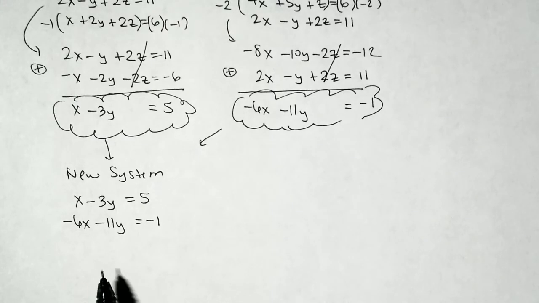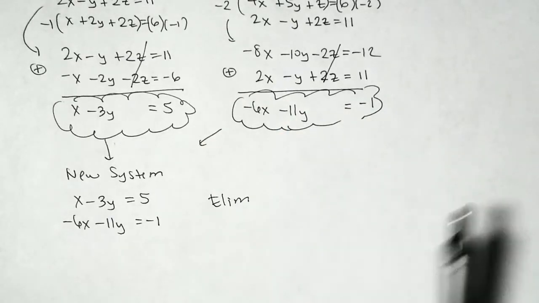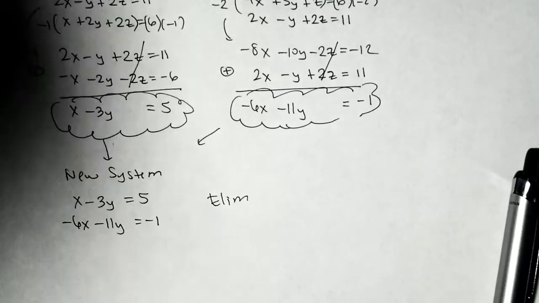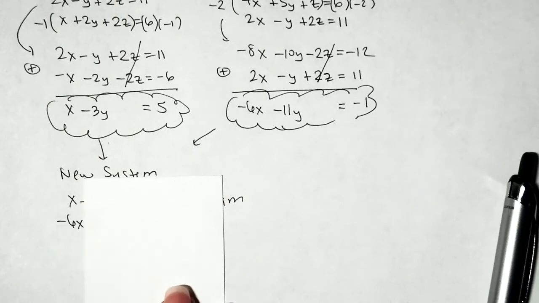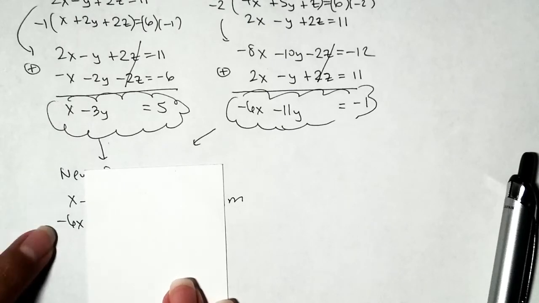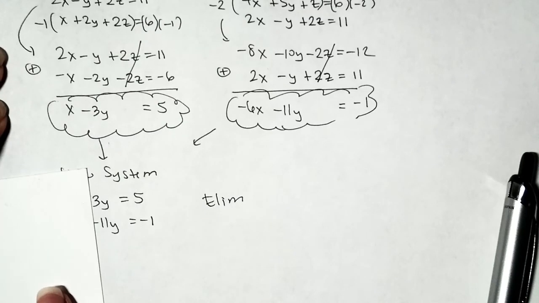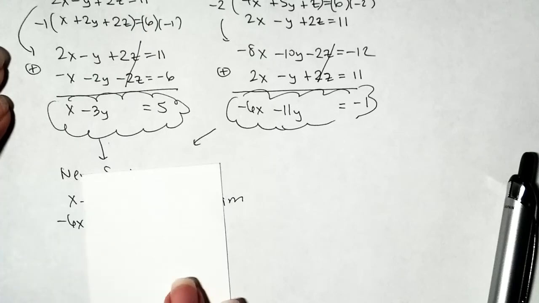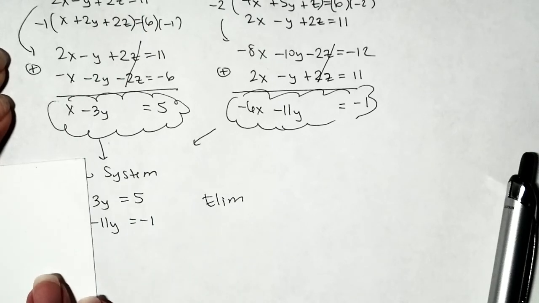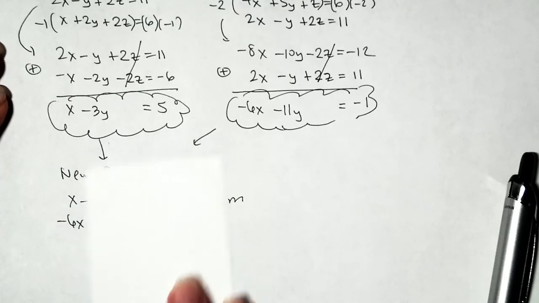I'm a little biased towards elimination, so we're going to do elimination. So which one should I eliminate? This is how it goes down. If we wanted to eliminate the x's, the least common multiple between 1 and 6 is 6, so I will be working with 6's. If we wanted to eliminate the y's, the least common multiple between 3 and 11 is 33. So I'm like, okay, do I want to work with 6 or do I want to work with 33? Yeah, it's a no-brainer. We want to work with 6, okay? So let's go ahead and eliminate x.